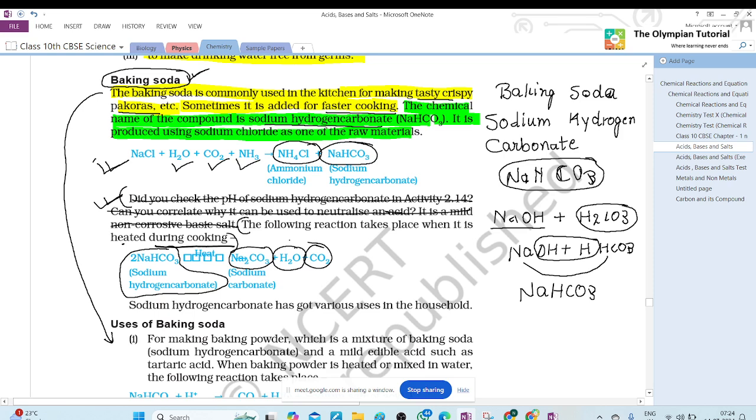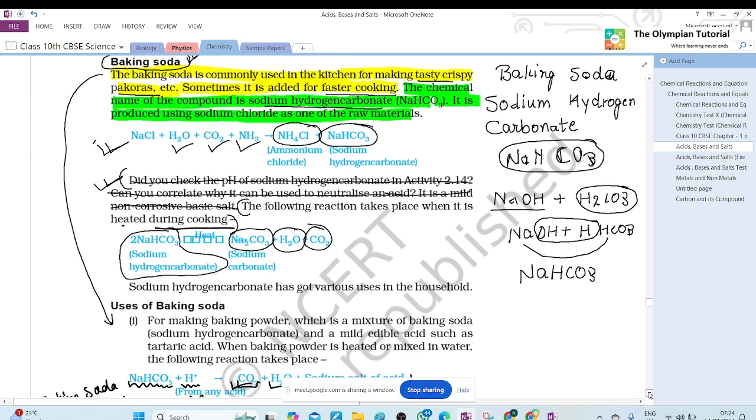Okay? Ma'am, is this reaction important just like the other one? Yes, important. You can get this equation in 1 mark, asking which reaction takes place during cooking when sodium hydrogen carbonate is added, and this carbon dioxide makes food fluffy, spongy. Now uses of baking soda.